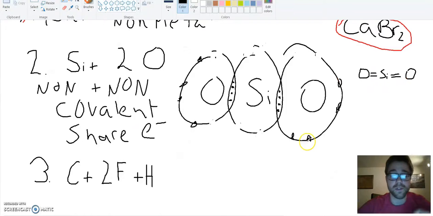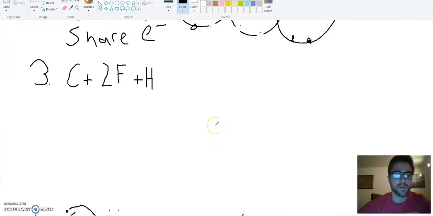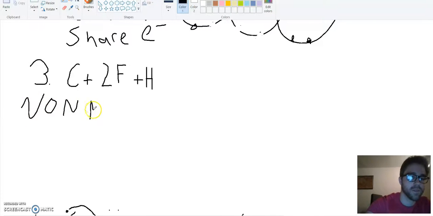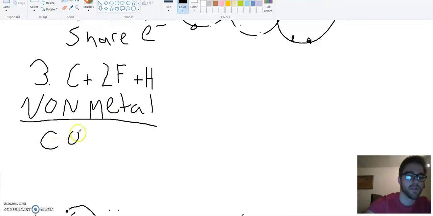Let's do one more. I'm going to try to use a few more colors. All right, we have carbon plus 2 fluorine and a hydrogen. Whoo, man. It looks tough, but it's not. These are all non-metal. Since they're all non-metal, they are covalent.